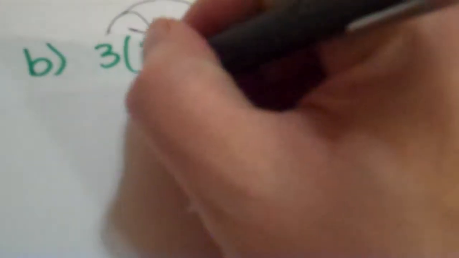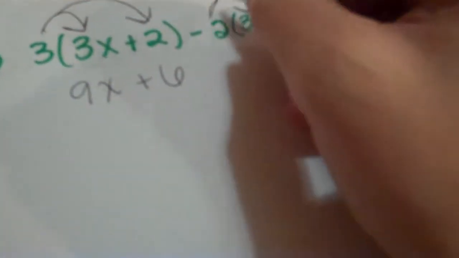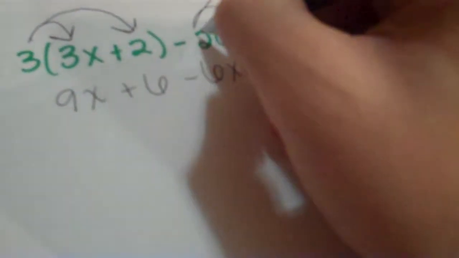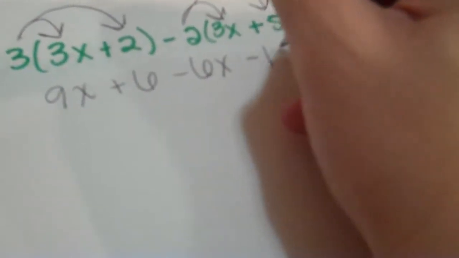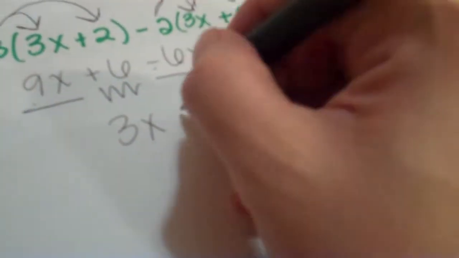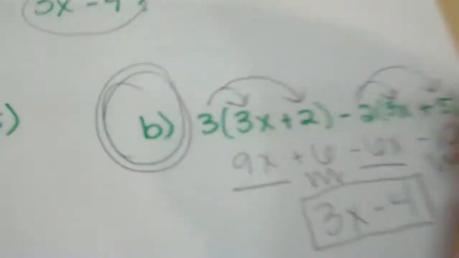3 times 3 is 9, and the x comes down. 3 times 2 is a positive 6. Negative 2 times 3 is a negative 6x. And negative 2 times 5 is a negative 10. We combine our x's. 9 minus 6 is 3x. And then 6, positive 6 minus 10 is negative 4. You could use your calculator. I don't have mine, but yeah, you could do that. And then that one matches. So the correct answer is B.